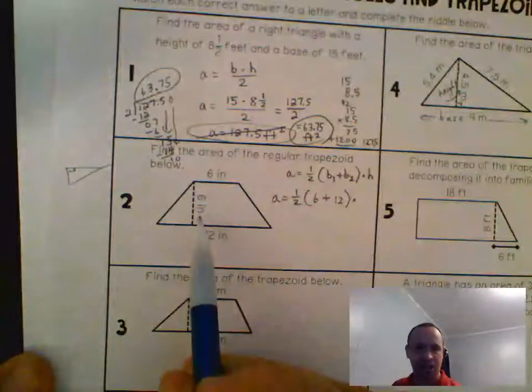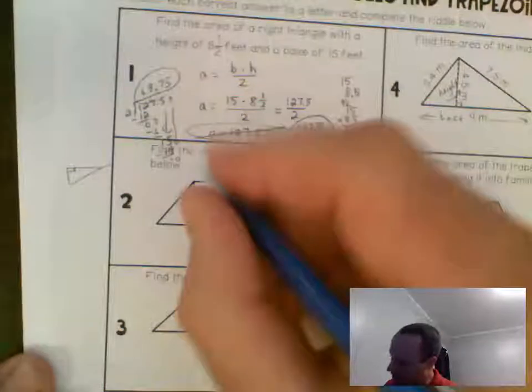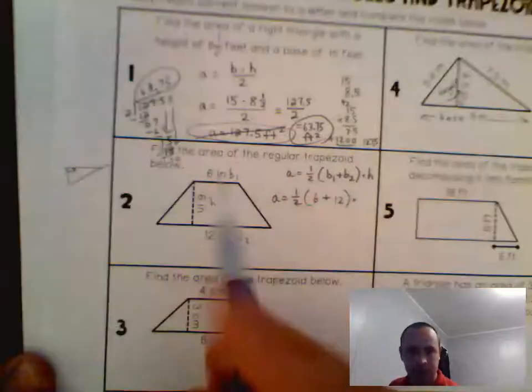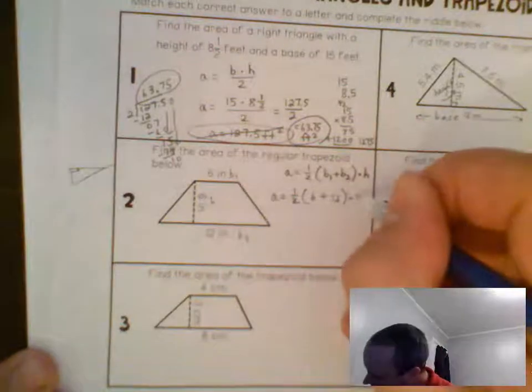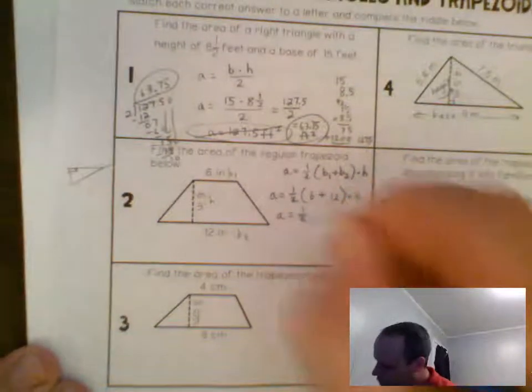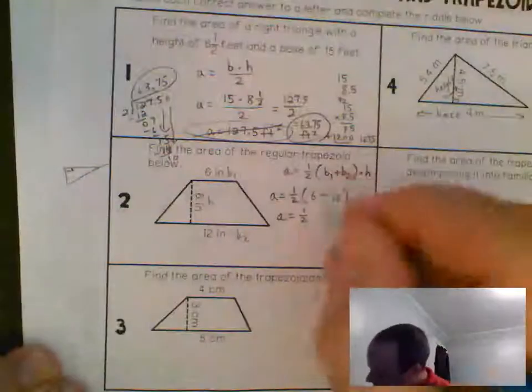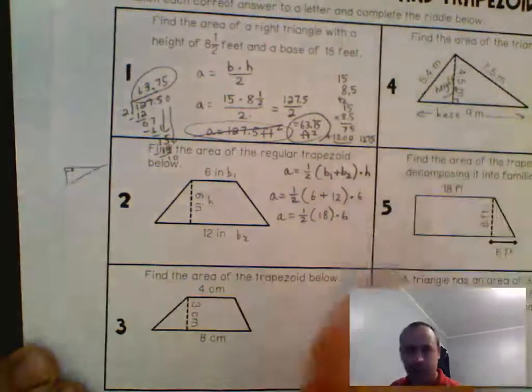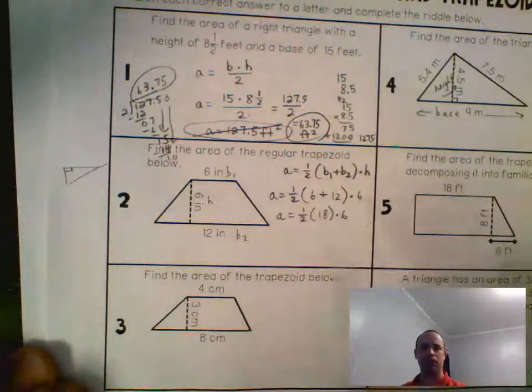Times, and in this case, our height is this number. So that's our H. This is our B1. This is our B2. So for our H, we'll put in a 6. So area equals, we'll follow the order of operations, right? So parentheses first. So area equals 1/2 of 18, because I'm doing the 6 plus the 12 first to get 18.